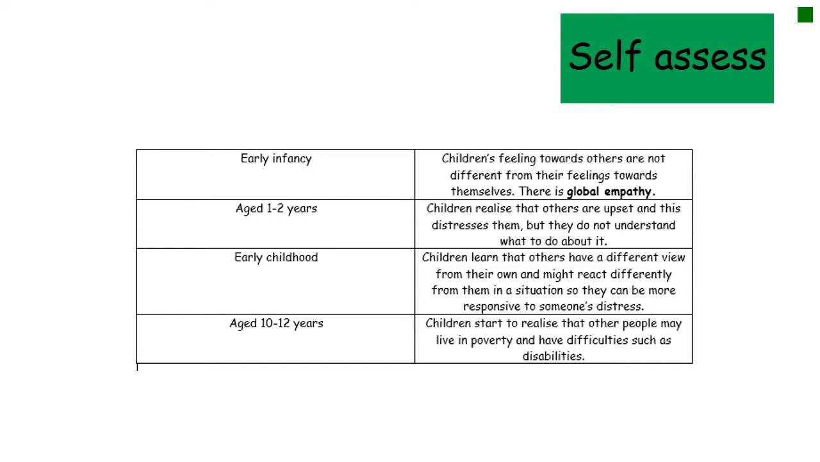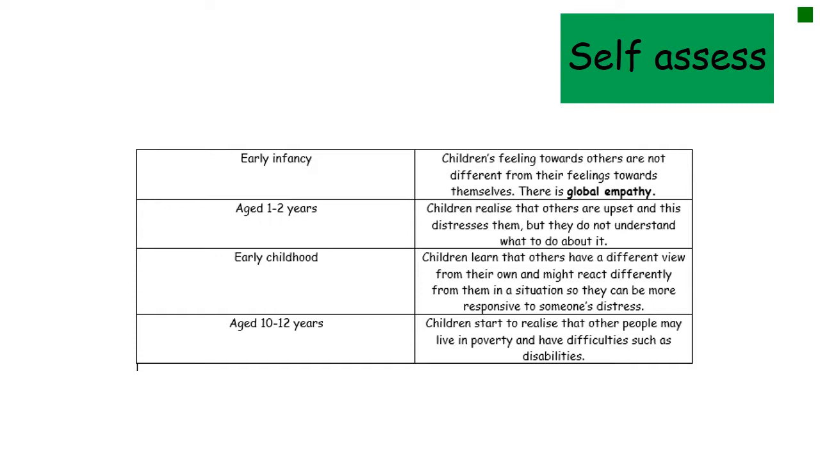Now, at ages 1 to 2, children realise that others are upset, and this does distress them, but they don't understand what to do about it. So they don't understand the idea of comfort. They just don't like seeing other babies cry or upset. And sometimes, again, there's this idea of the nature side here, this preparedness. A child will cry if they see another child cry because they think there's a reason to cry.